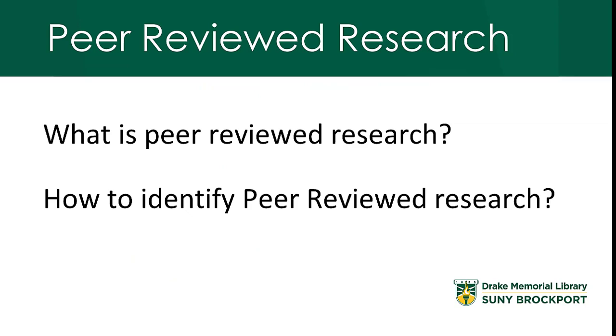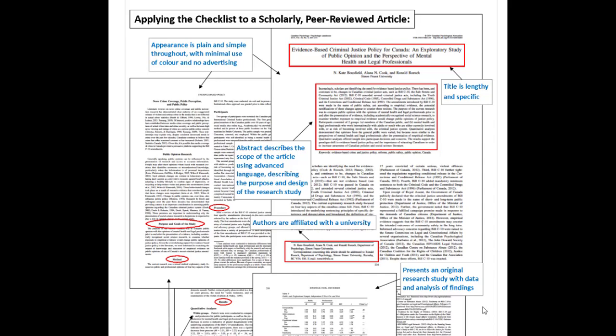Now let's switch topics and talk peer-reviewed. First, what is peer-reviewed? Peer-reviewed is when an author or authors take their original work and present it to their peers to be questioned, challenged, and eventually accepted. To help you identify peer-reviewed articles, let's take a brief look at the physical characteristics of a peer-reviewed article.